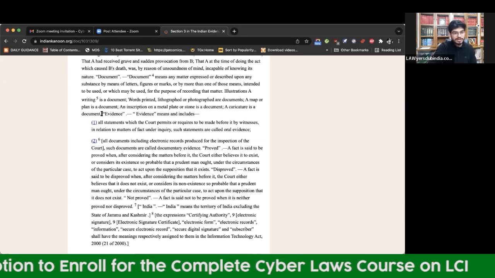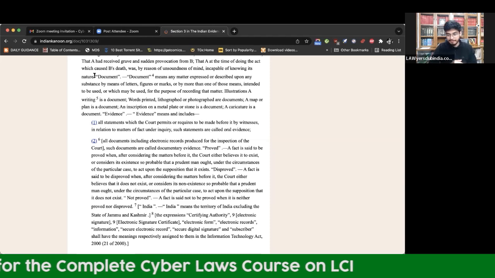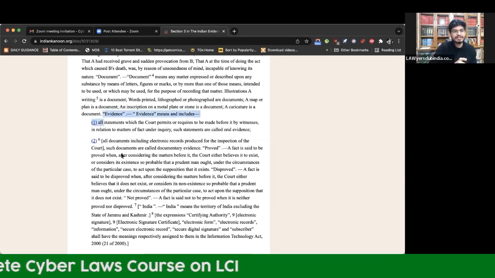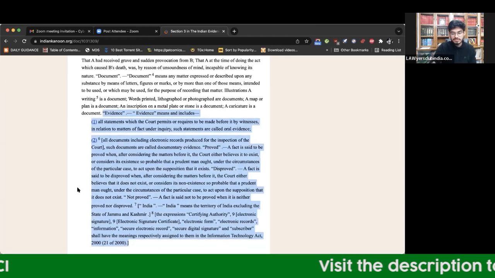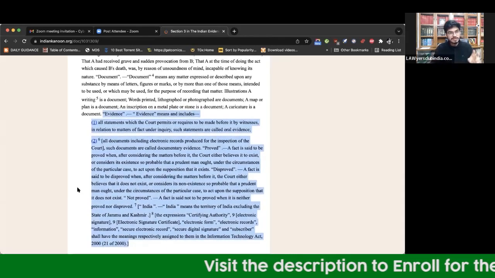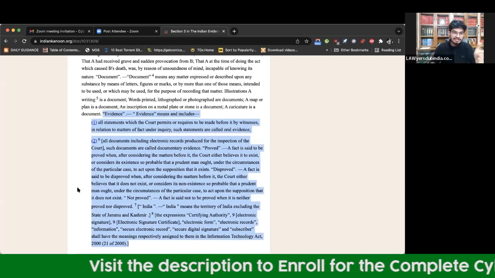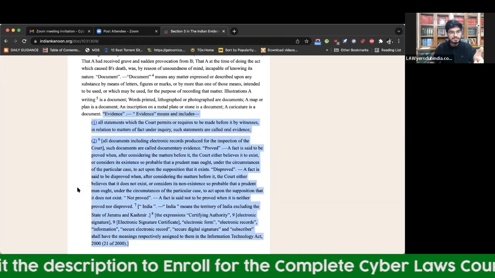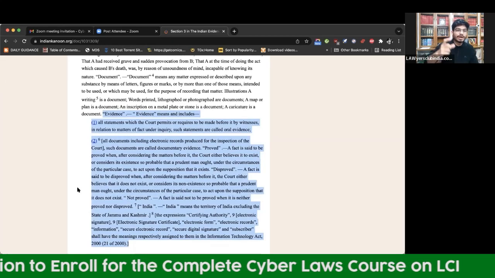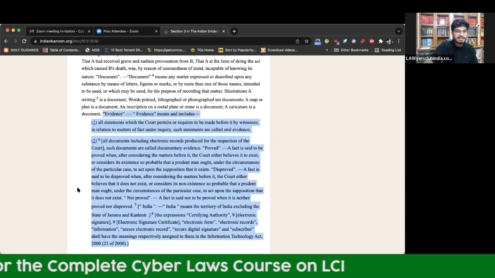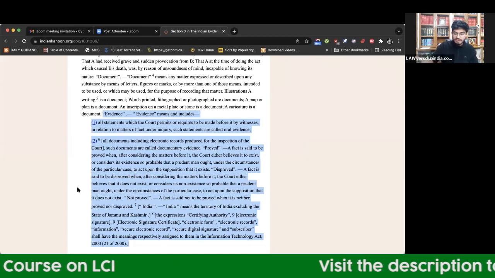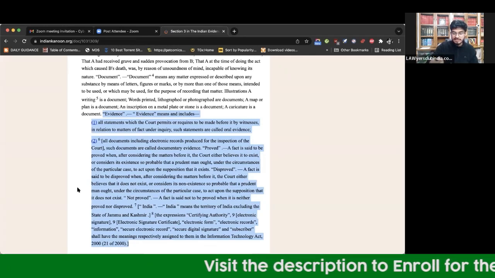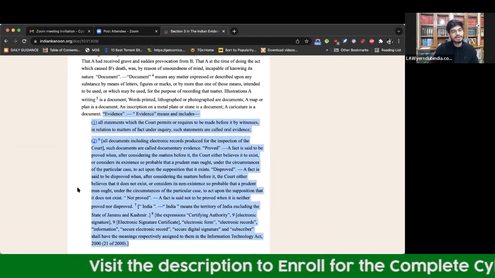That is how document comes into place there. Now we come to evidence. Evidence says it means and includes all the statements which the court permits or requires. First of all, the court either permits you to bring a statement and you prove something, or it requires you to bring that. You bring that to the court and you prove whatever you want to prove, to be made before it by witnesses in relation to the matters of fact under inquiry.